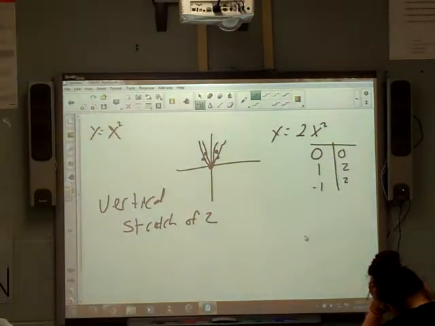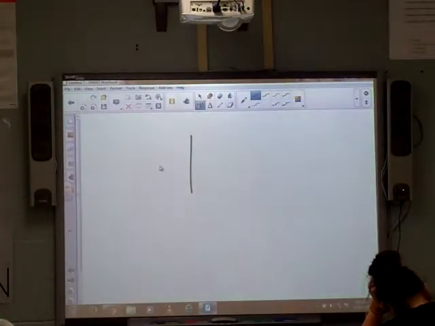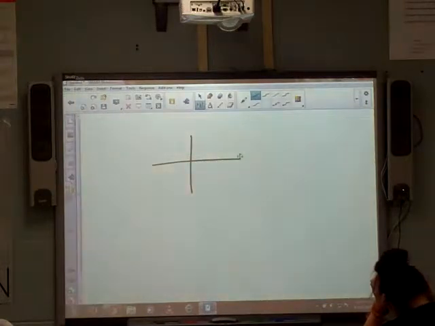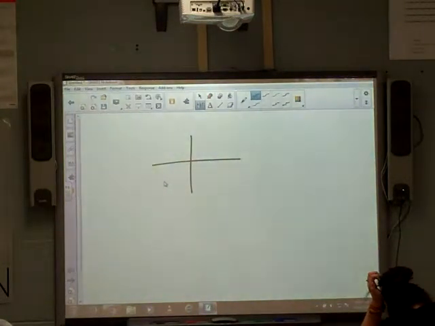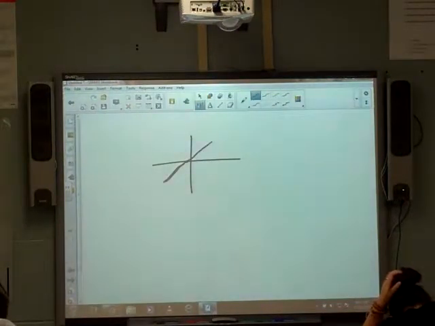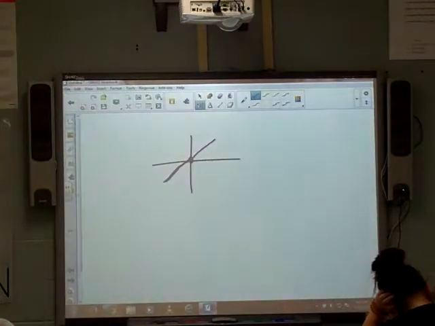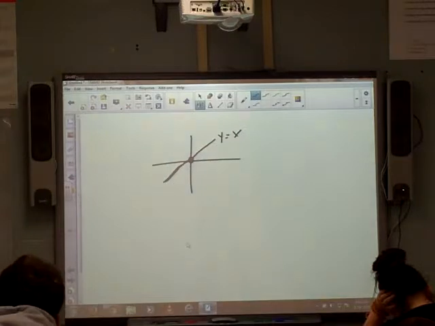Are we okay? 13? 13, what family would the graph on 13 belong to? Linear, very good. So the parent function goes through the origin with a slope of 1. So there's my parent function, just y equals x. Now I have to graph that function they gave me.